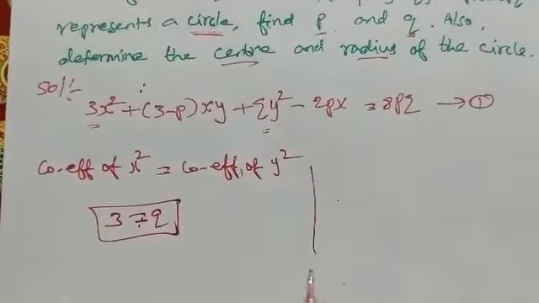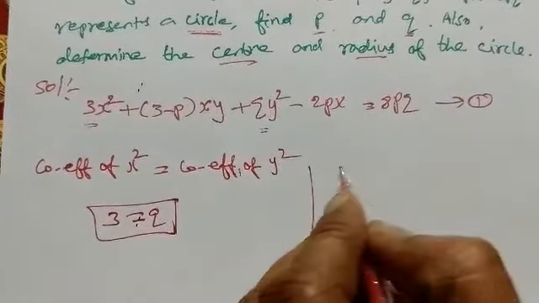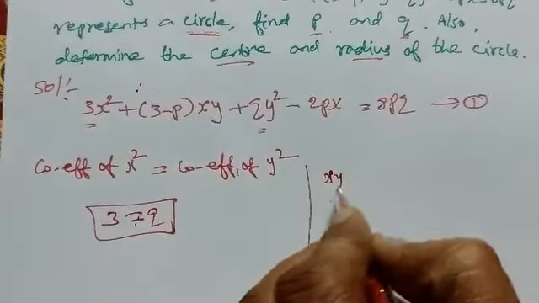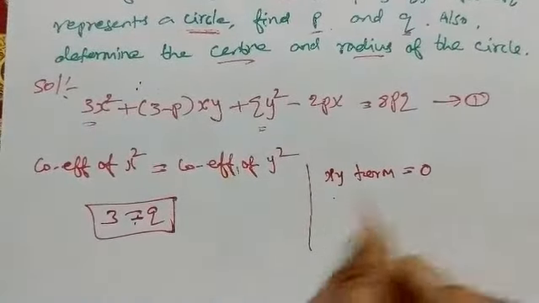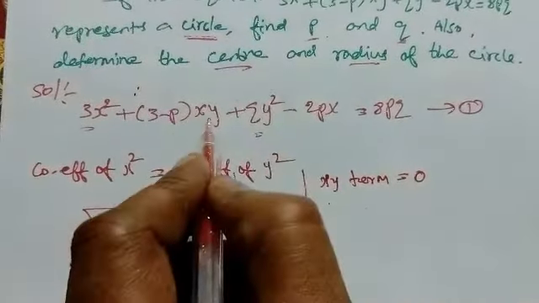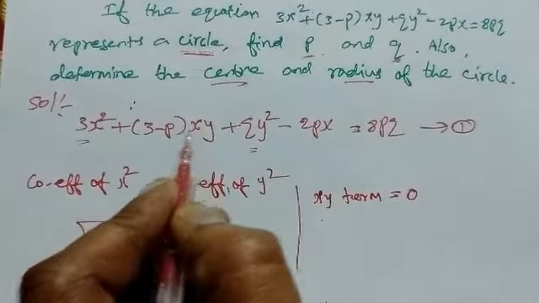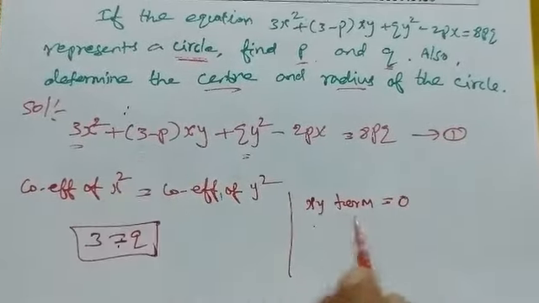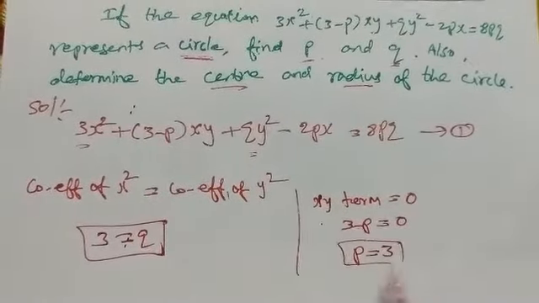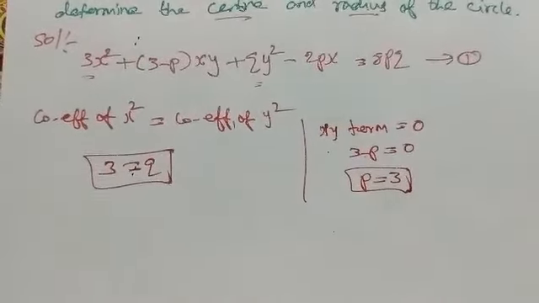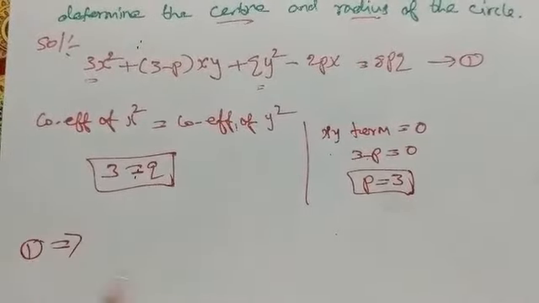So you understand? In the case of a circle, the xy term is not there. So the xy term is equal to 0. Here the xy term is given, so equate it to 0. Then 3 minus p equal to 0, so p equal to 3. Okay, so now we apply this in equation 1.